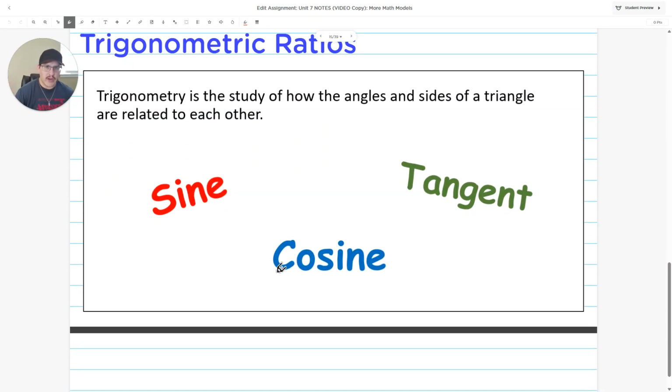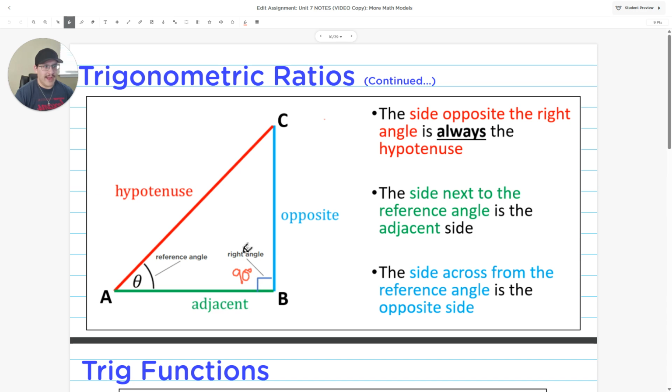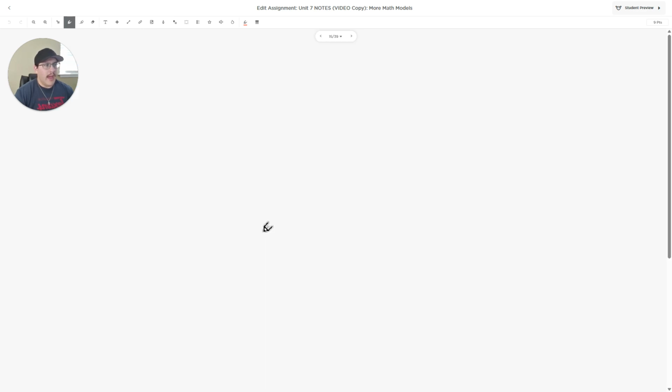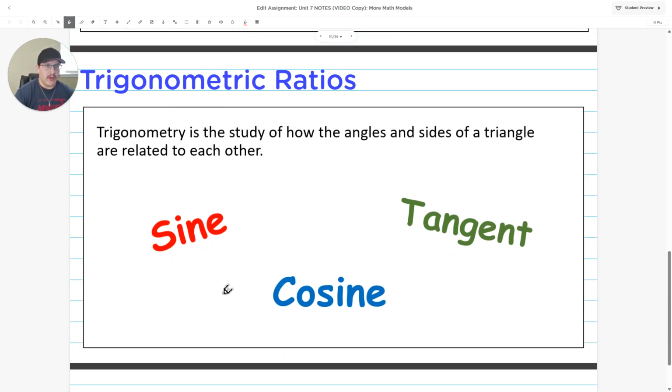Now, what is trigonometry? What are trigonometric ratios? Well, first off, trigonometry is the study of how the angles and sides of a triangle are related to each other. So we're going to look at a triangle, mainly right triangles. If you don't know what a right triangle is, it's a triangle where one of the angles is a 90-degree angle, meaning this image right here. And we're going to be looking at different ratios of the sides of a right triangle.